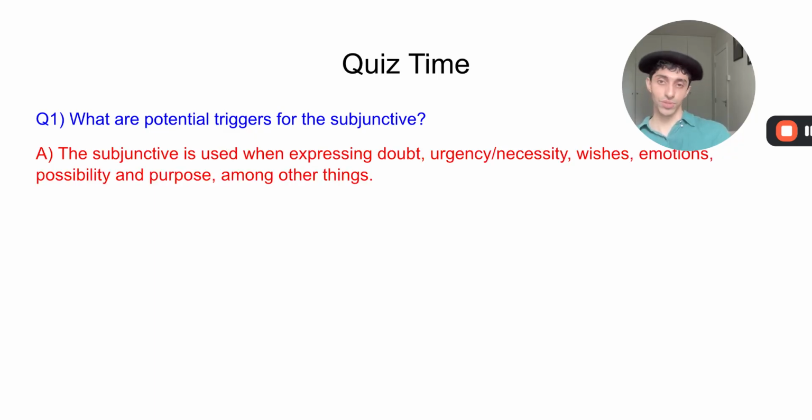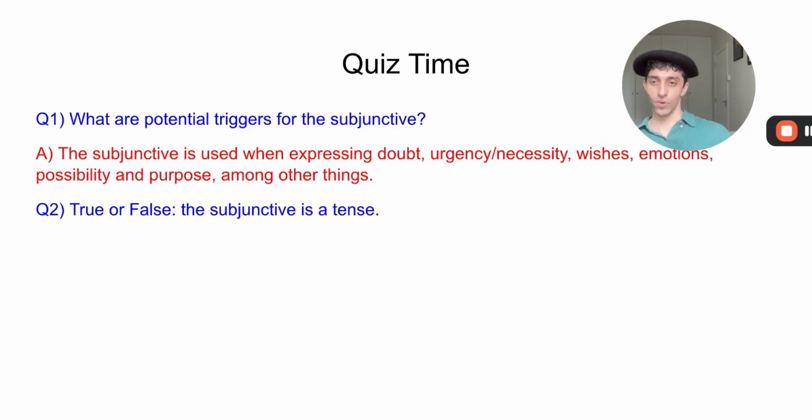So, the subjunctive is used when expressing doubt, urgency or necessity, wishes, emotions, possibility, and purpose, among other things. There are actually quite a few subjunctive triggers that do not necessarily fall into any of those precise categories. There are many out there, and do take your time when going through and learning the subjunctive, because knowing how to use it can be fairly tricky.